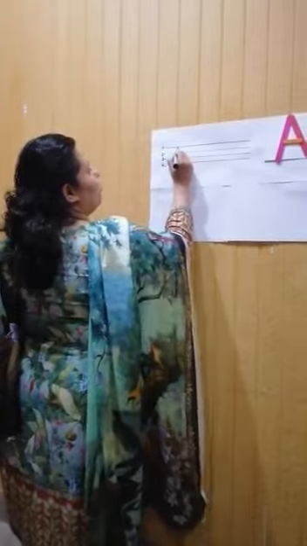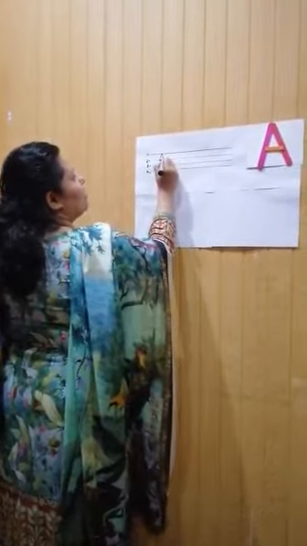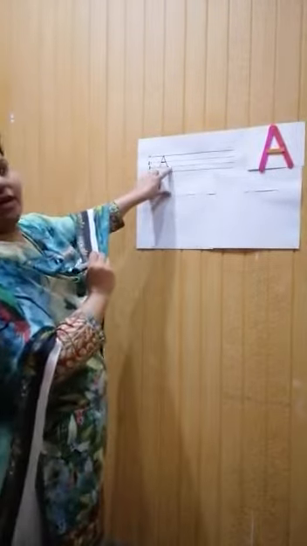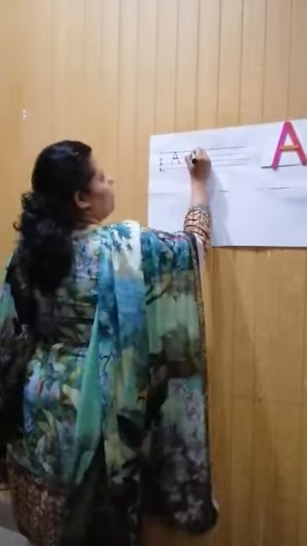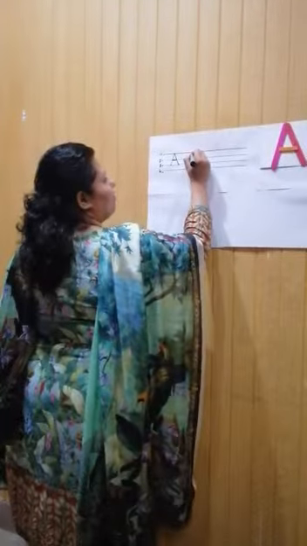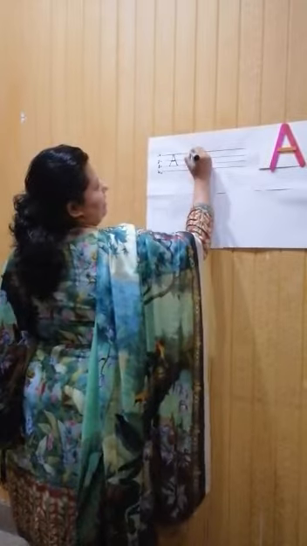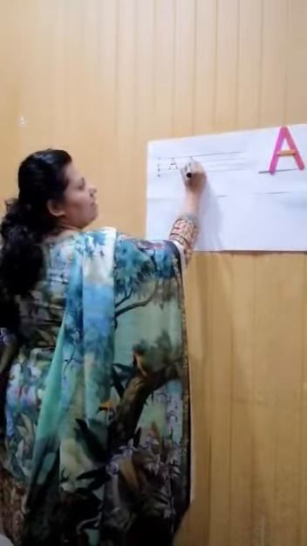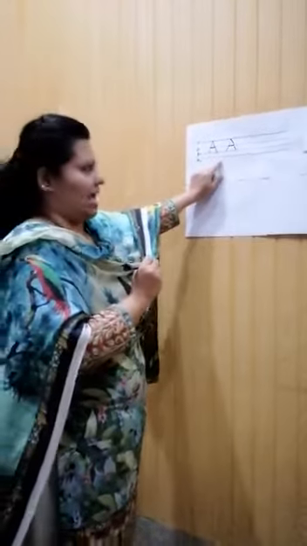Okay, and in the middle you have to draw one sleeping line. Once again, start from the top. You have to draw one slanting line, another slanting line, and in the middle a sleeping line. Now this is a capital A.